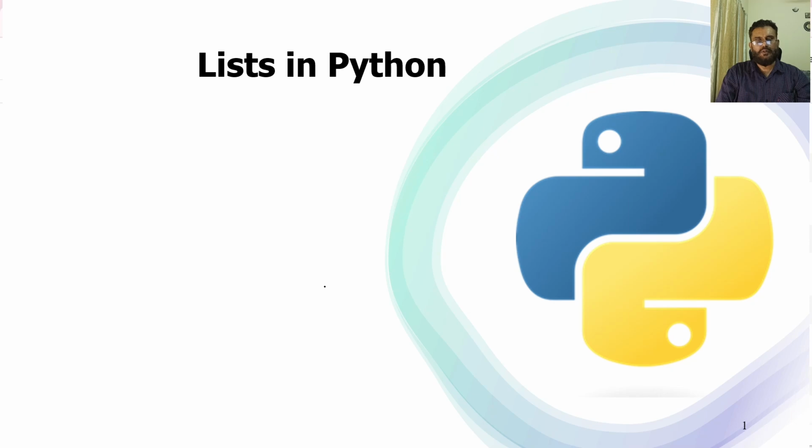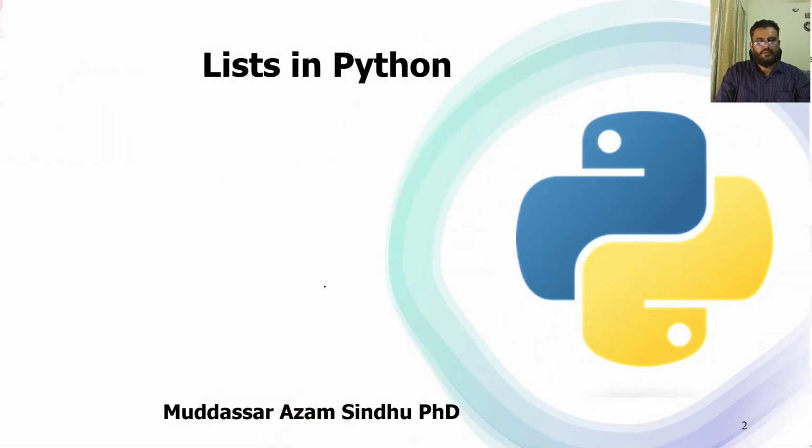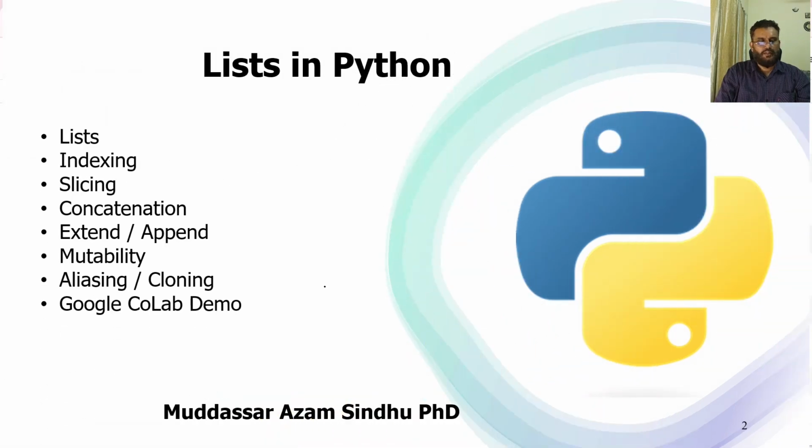Okay, so today I'm going to discuss a very useful data type in Python that is called a list. Today's video will contain these points about the list. First, I will talk about the list, how they can be indexed, how the slicing, concatenation, extend, and append operations can be performed on the list, what is meant by the mutability of a list, and what is meant by aliasing and cloning in a list.